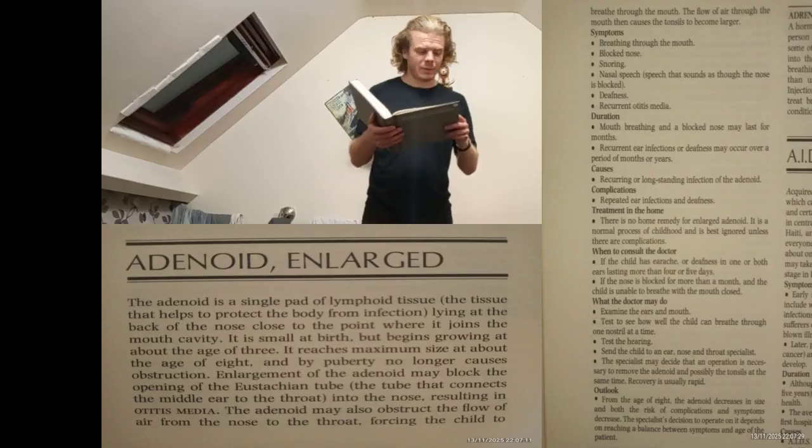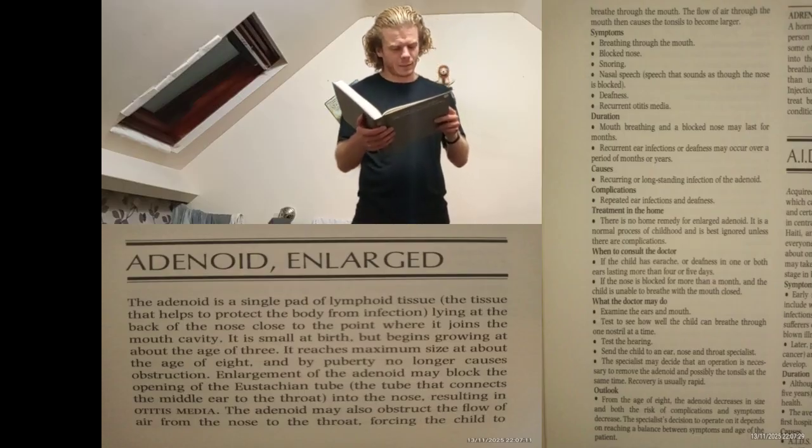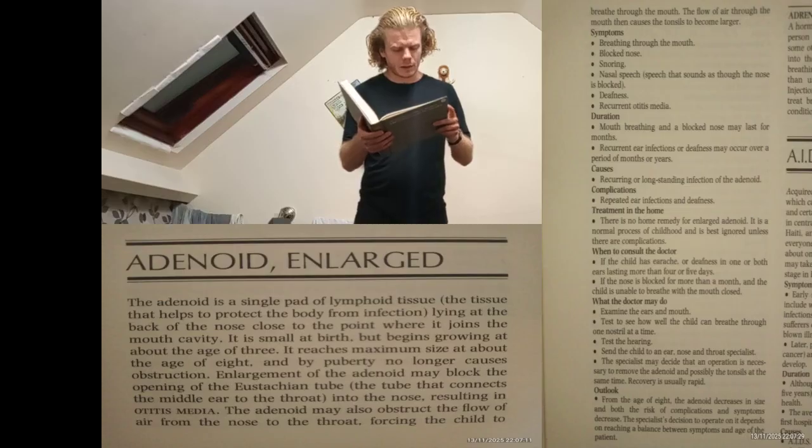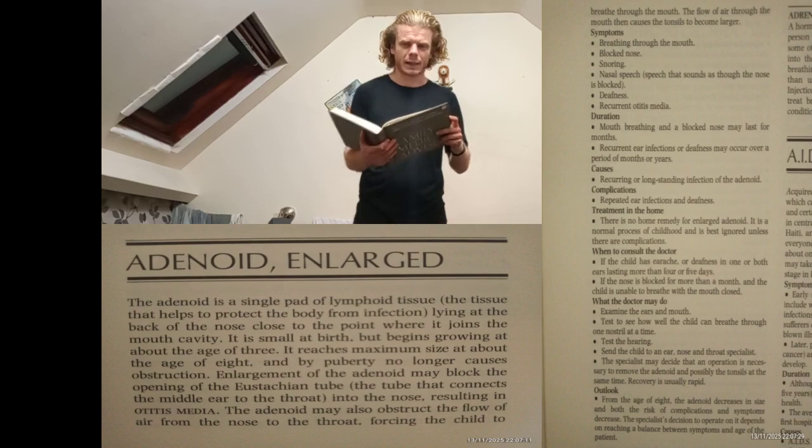What the doctor might do: examine the ear and mouth, test to see how well the child can breathe through one nostril at a time, test hearing, send the child to an ear, nose and throat specialist. The specialist may decide that an operation is necessary to remove the adenoid and possibly the tonsils at the same time.